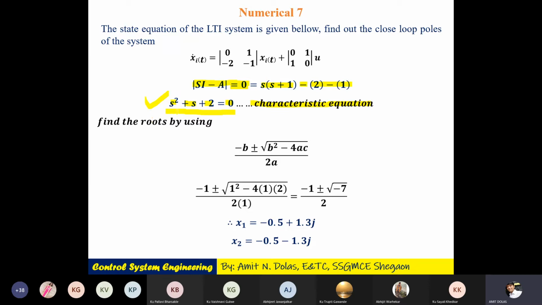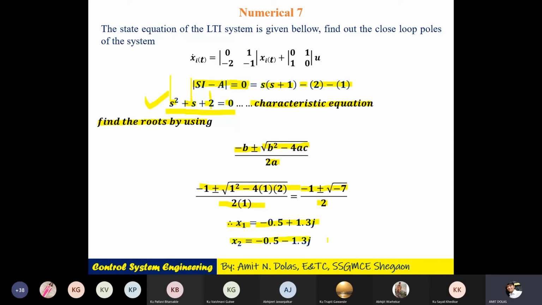we cannot factorize this. Therefore we will be using the rule, that is minus b plus minus under root b square minus 4ac divided by 2a. This rule. Putting all the values, coefficient of s square is a, coefficient of s is b, and this is c. So putting all the values here, you will get minus 1 plus minus under root minus 7 divided by 2. And your root of the system, x1, will be minus 0.5 plus 1.3j.